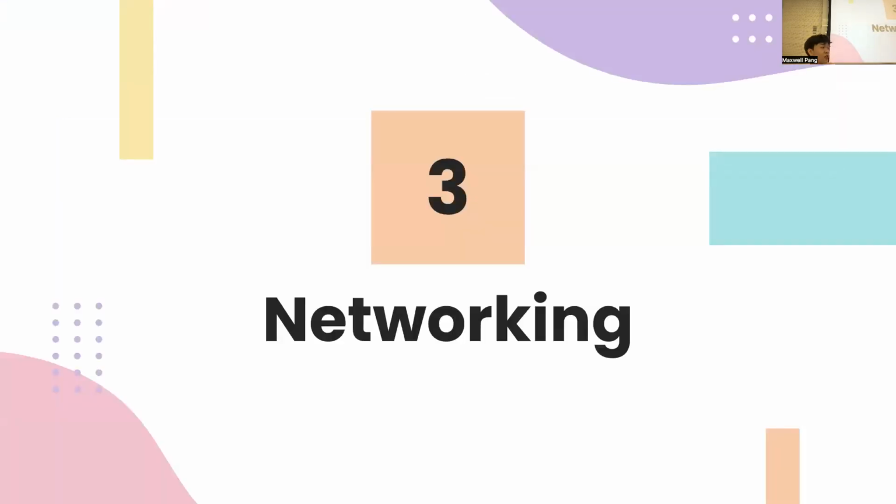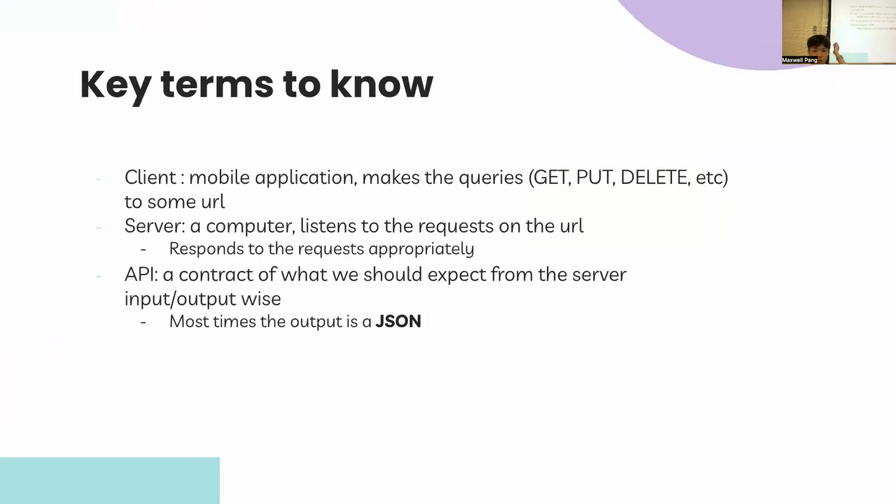Okay, so third and lastly, we're going to talk about networking a bit. Key terms to know. The client is the mobile application, and it makes queries to some URL, some database, some server, right? For example, our app would be our client. You can imagine the user as the client, and the user is making these calls to get a list of the eateries or get opening times for the eateries, etc.